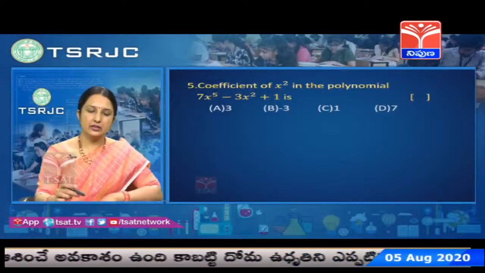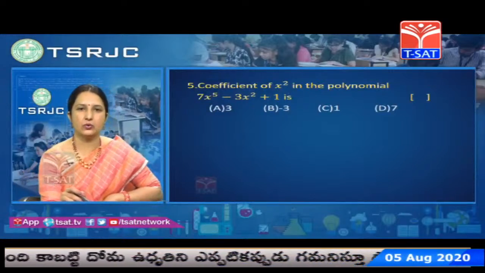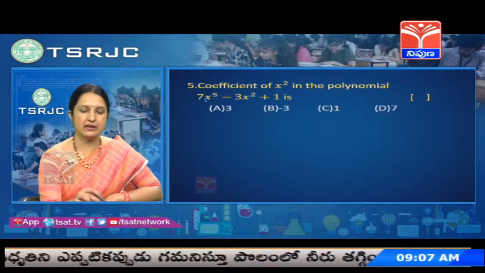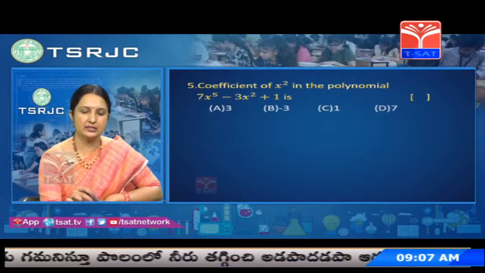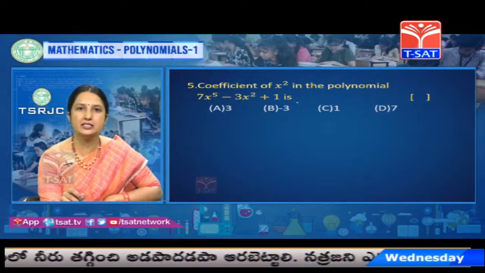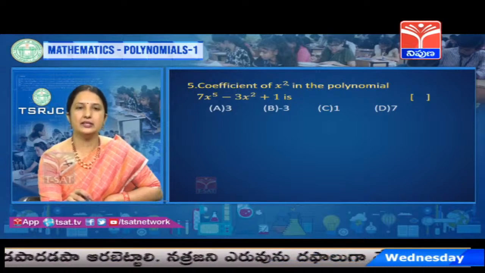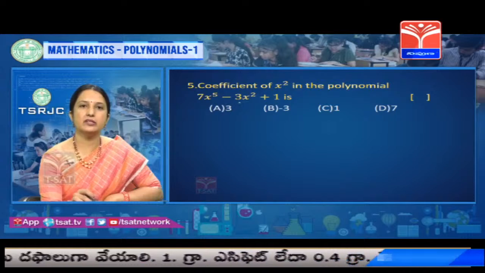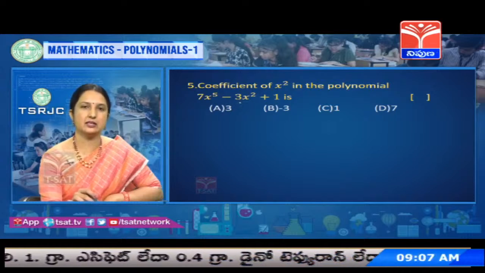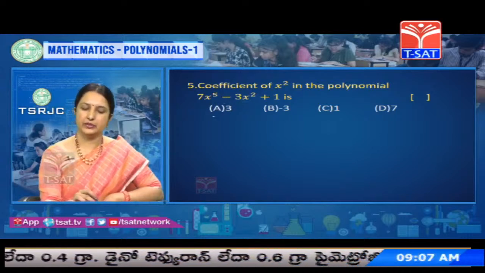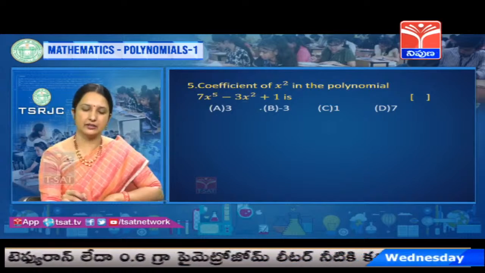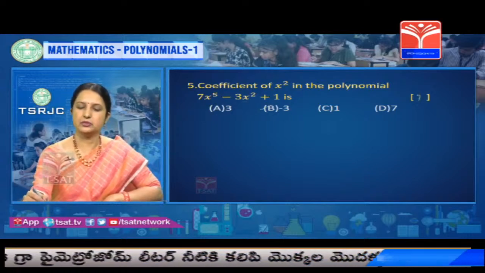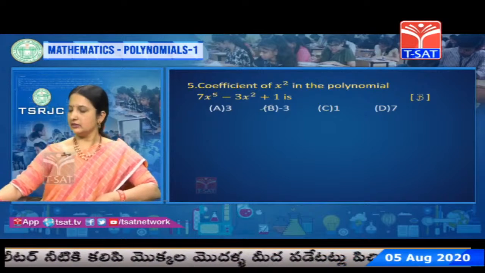Next, fifth question. Coefficient of x square in the polynomial 7x to the power of 5 minus 3x square plus 1 is. So, coefficient of x square. Where is the x square? Here. What is the coefficient to it? Minus 3 is the coefficient. So, here option B is the correct one.